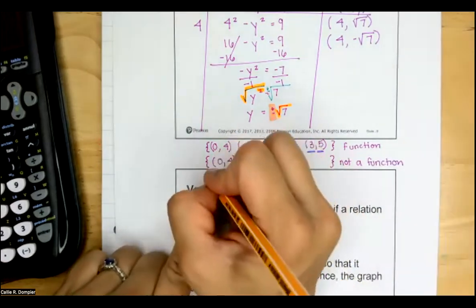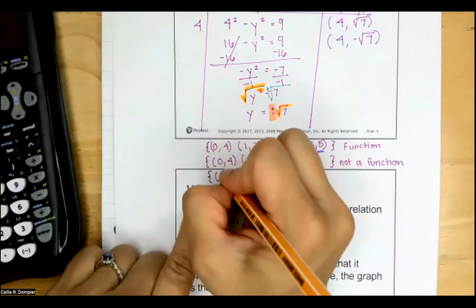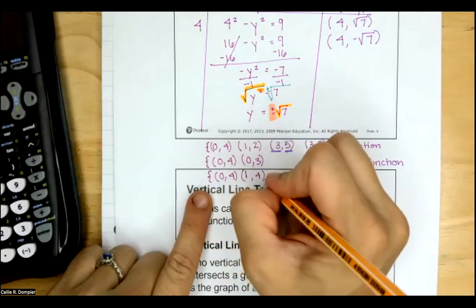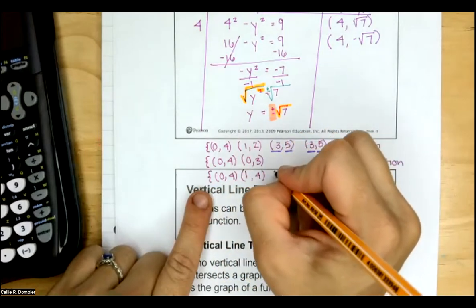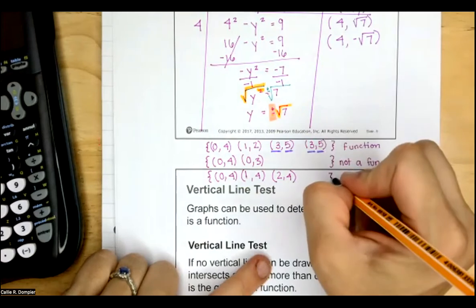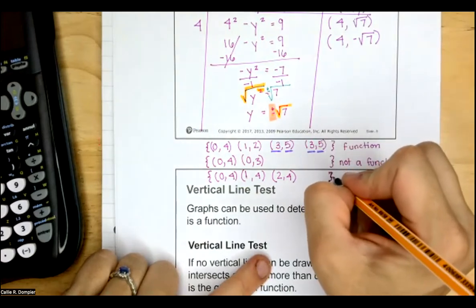Okay, but 0, 4, 1, 4, 2, 4, that's a function. That one's fine. Sorry, my bracket is not fine.